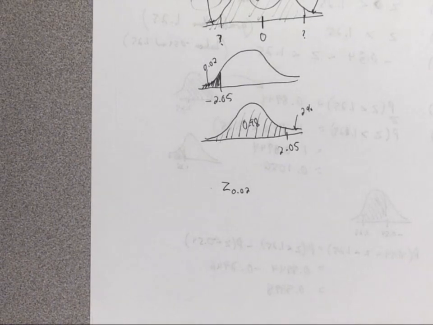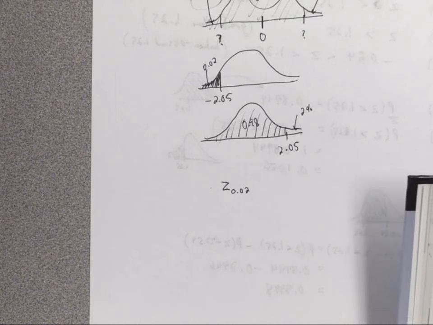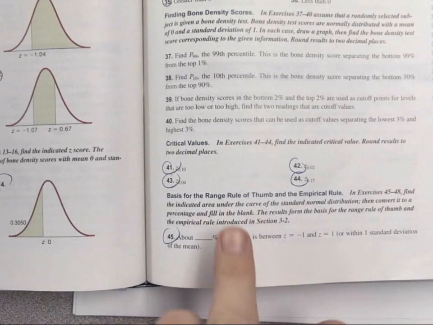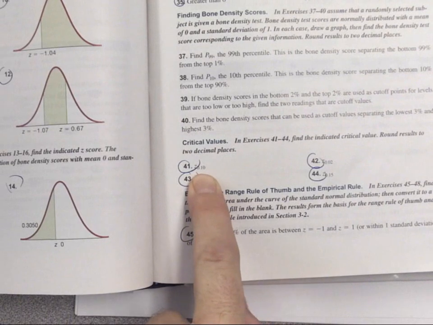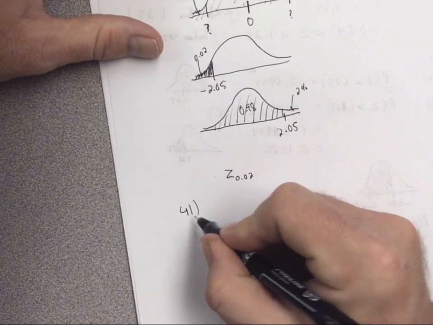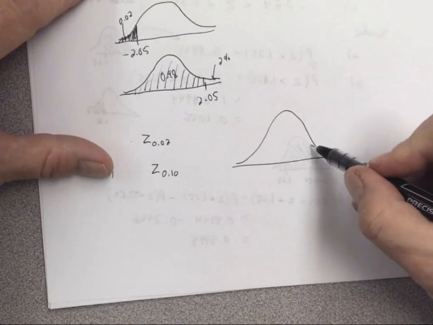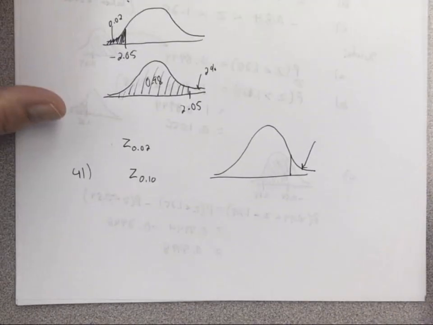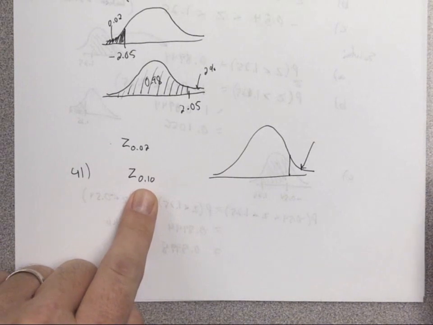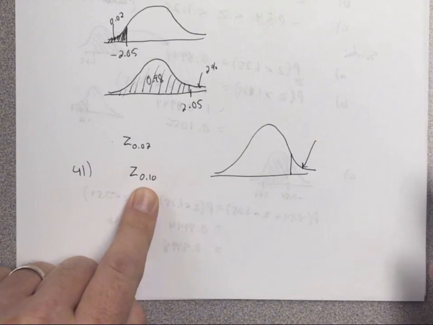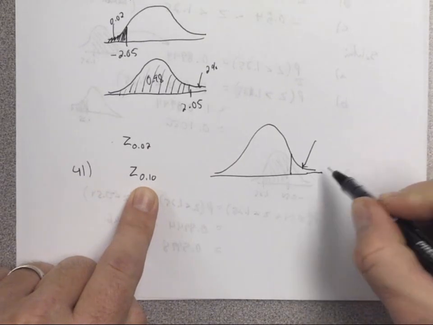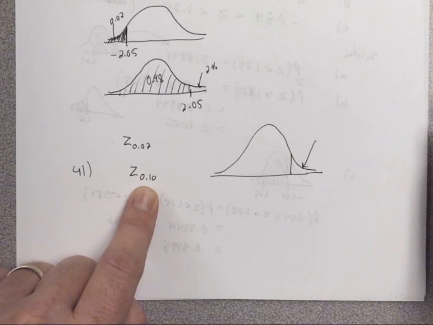41 is, oh, here we go. Can't read it because my colleague wrote all over it. All right, so this says z of 0.10, right? Yes. Okay. So 41 is asking for z of 0.10. So I have to draw the area. What's the area in the tail if this is z of 0.10? That's right. Plain and simple.